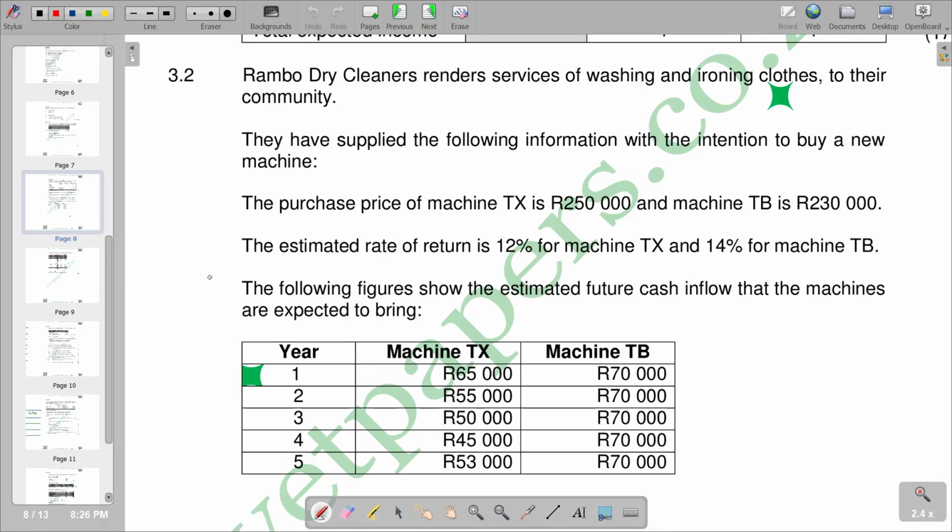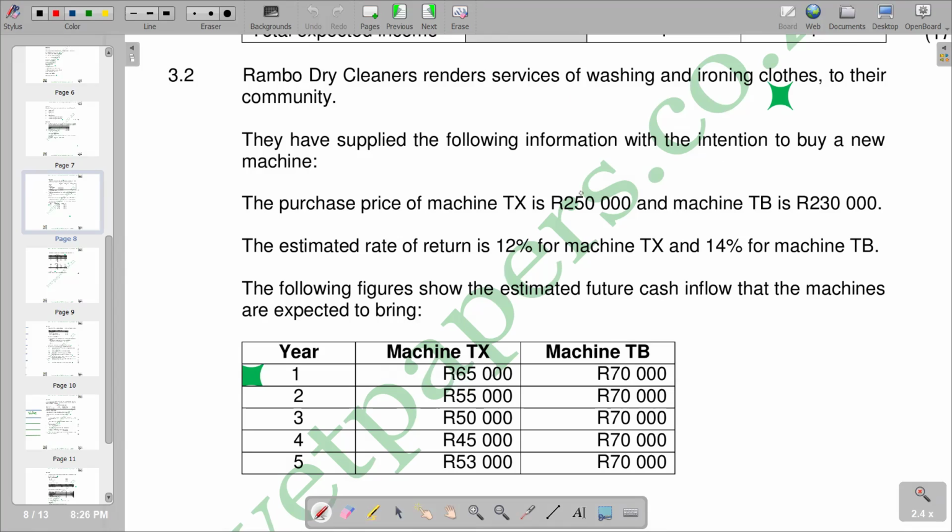Question on a calculation of our present value. That is the net present value. So our question reads, Rambo Dry Cleaners render services of washing and ironing clothes to their community. They've supplied the following information with intention to buy a new machine.